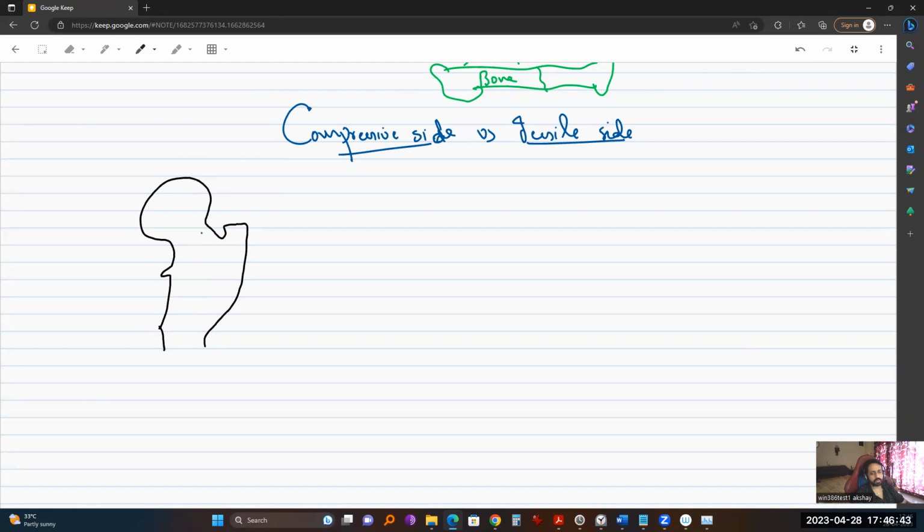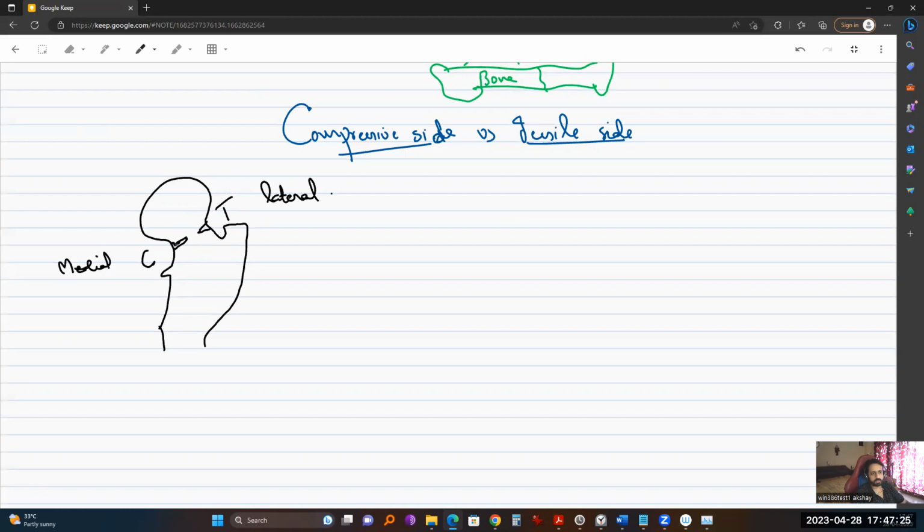Usually when a fracture happens, the axial loading is along this direction. So there can be a fracture here, and there is a fracture here. This is along the medial side. This is the compressive side, and this is the tensile side. This is medial, and this is the lateral.